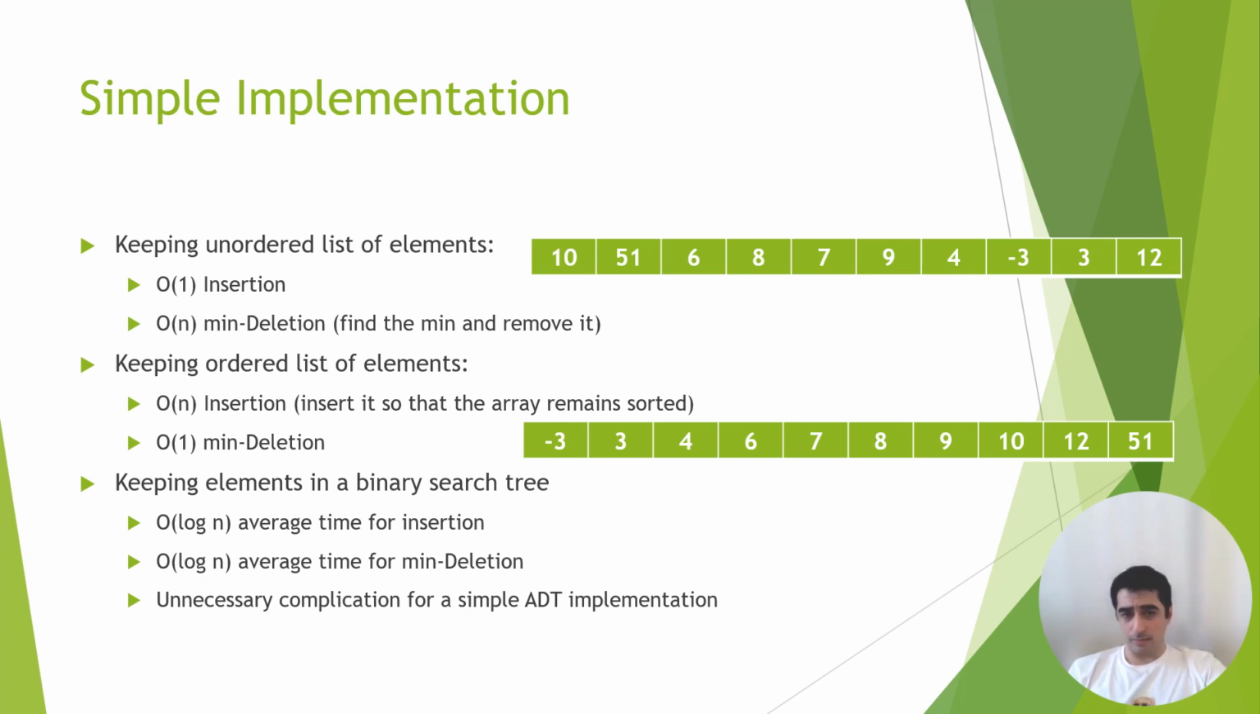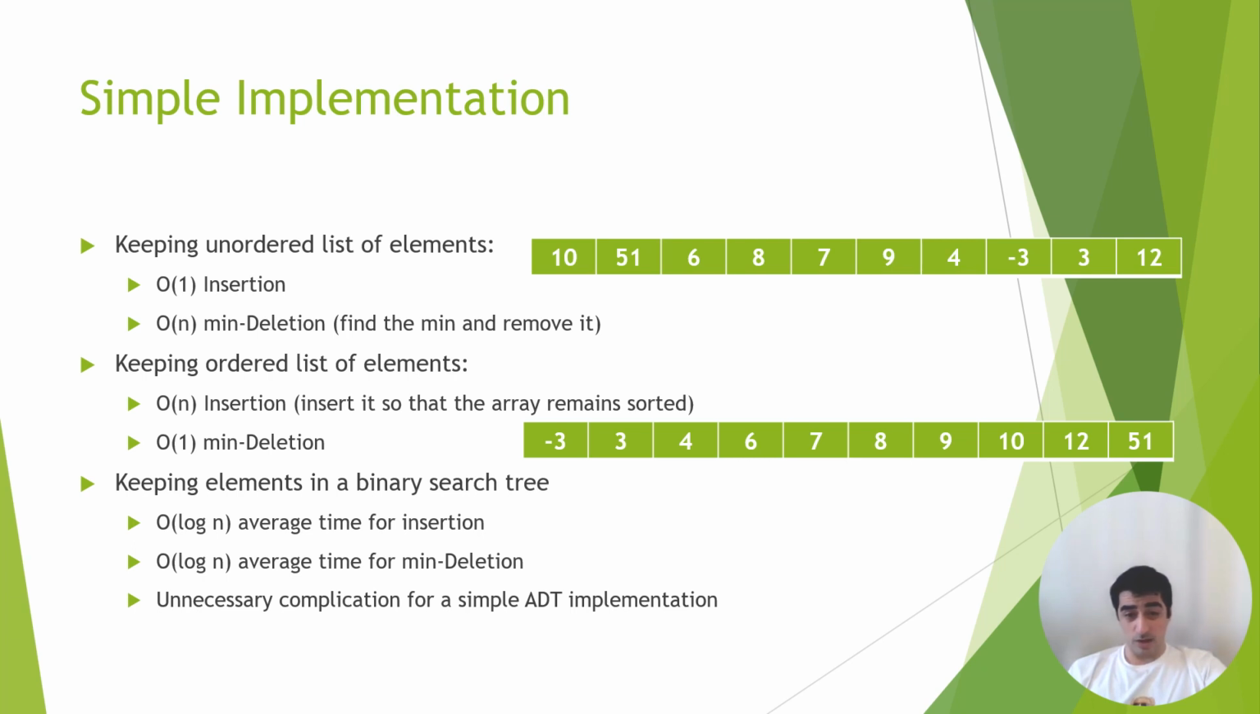we see them coming. So first we insert 10, then 51, then 6, then 8. It makes the insertion very fast. It's going to be an order of one insertion operation. The problem is for min deletion, you have to spend order of n to find and remove the minimum.